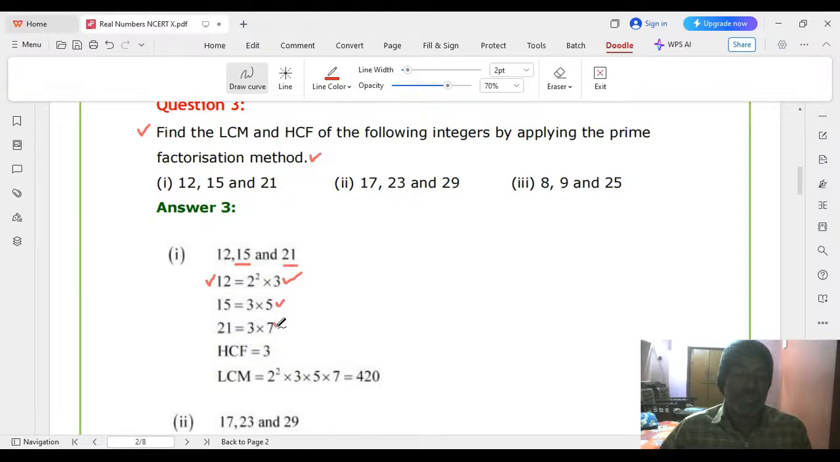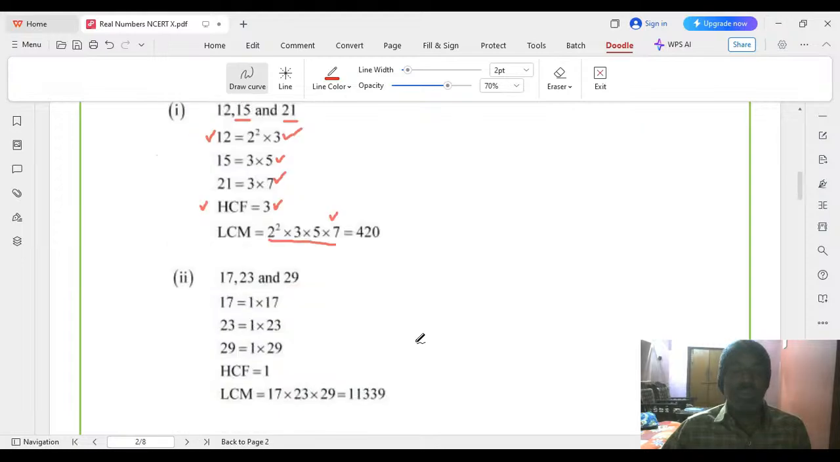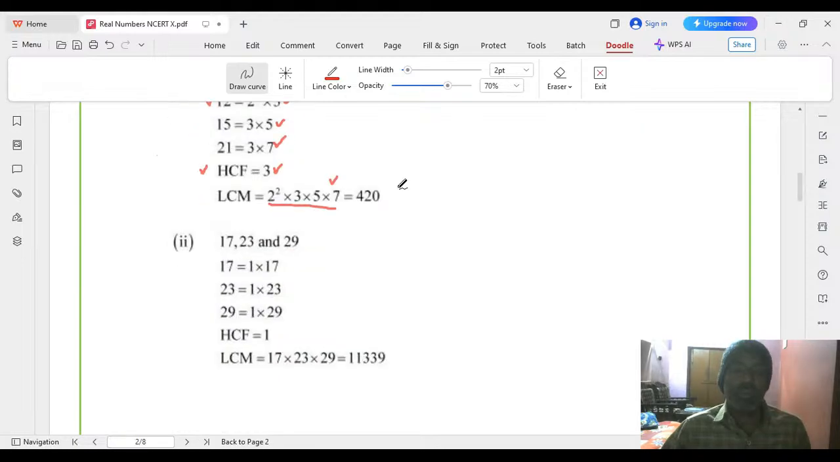So the HCF of these three numbers will be 3, as 3 is common to all. So this is the 3. The LCM of the three numbers will have 2 repeated a maximum of 2 times, therefore I have written here 2 to the power 2, and 3 repeated a maximum of 1 time, 5 repeated a maximum of 1 time and 7 repeated a maximum of 1 time. So the multiplication of these is 420. So the LCM of the three numbers is 420.